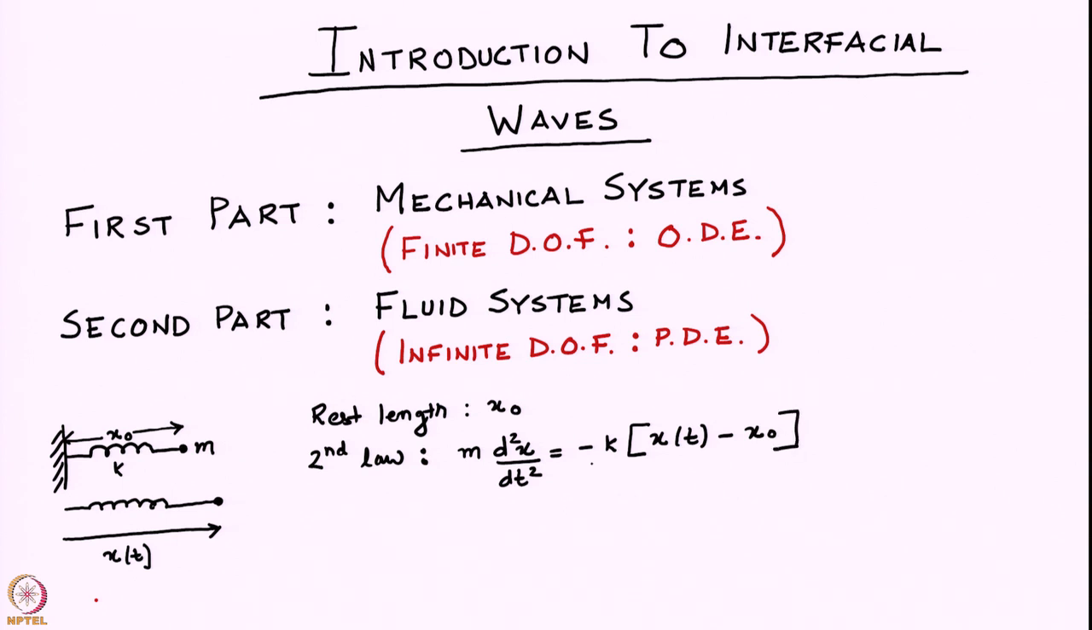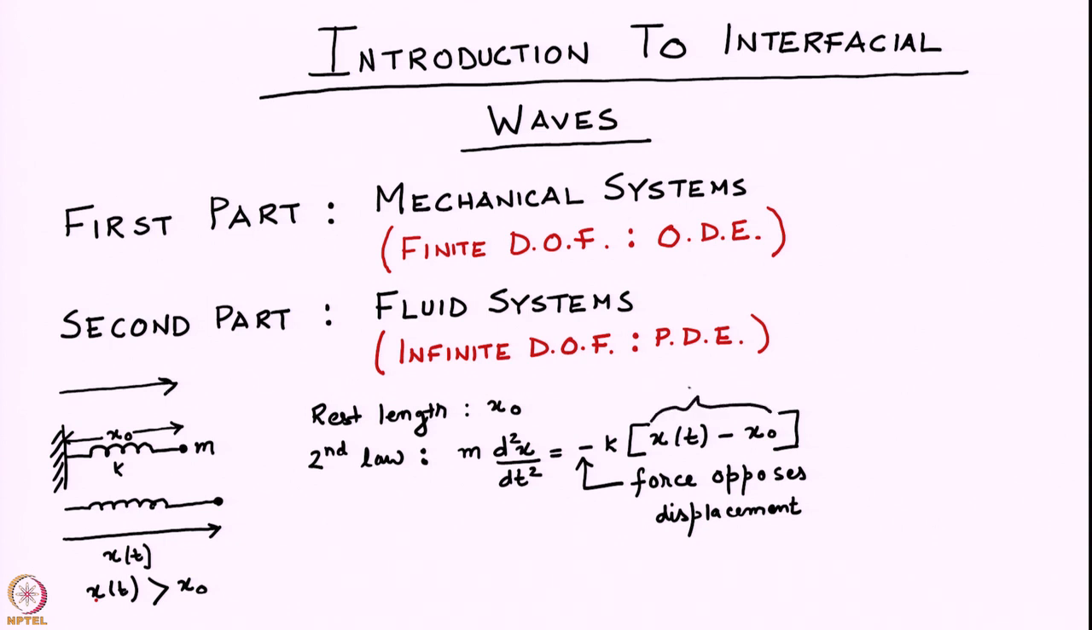the minus sign indicates that the force opposes displacement. The way I have drawn it, x of t is greater than x0, and so the force will be towards the left. Note that every quantity which is from left to right is positive and vice versa. So, this quantity, the way I have drawn it, is positive because x of t is greater than x0.